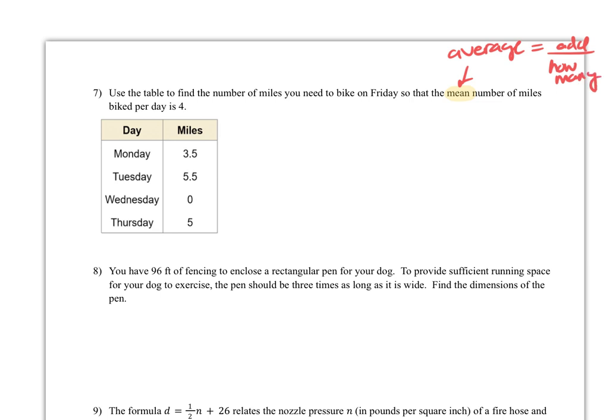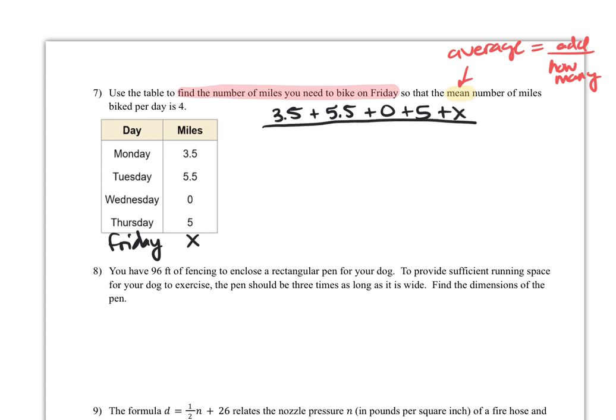So I'm going to add up the miles ran, right? So I have 3.5 on Monday, plus 5.5 on Tuesday, plus 0 on Wednesday, plus 5 on Thursday. But I have this other bit of information. They said find the number of miles you need to bike on Friday. Do I know Friday? No. If I have an unknown, can I represent that with a variable? Yes. So Friday is like an x. So I have to add x to this as well. So there's my adding them all up.